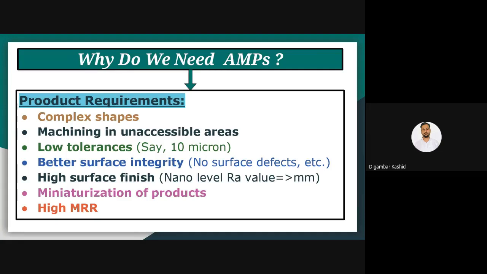Another need may be the miniaturization of your products. This is another aspect which forces us to use the advanced machining processes. In the older days, or even today, we use landline phones, which are much bigger in size as compared to the mobile. Whatever mobiles are there now, they have much more capabilities than your landline phones.